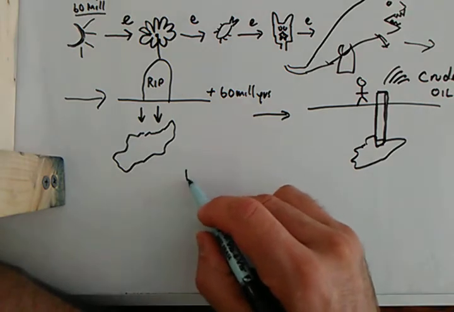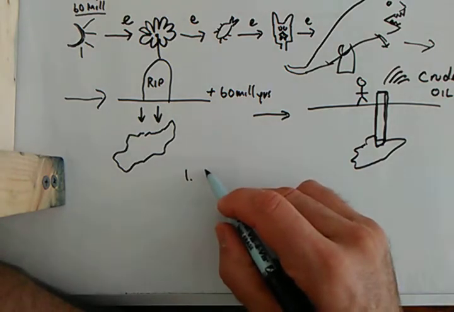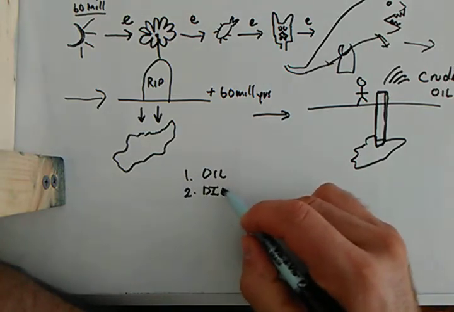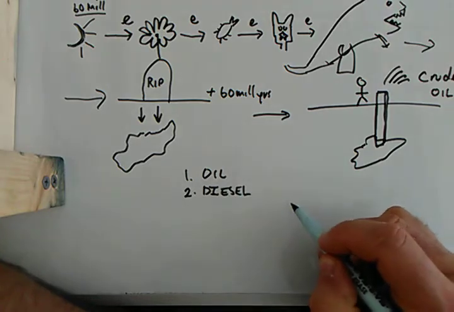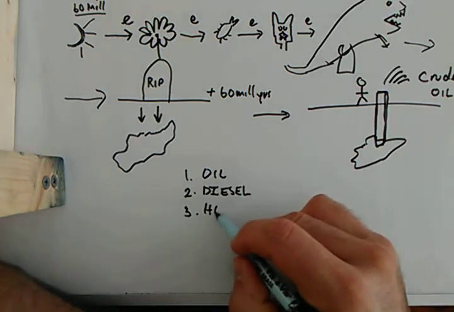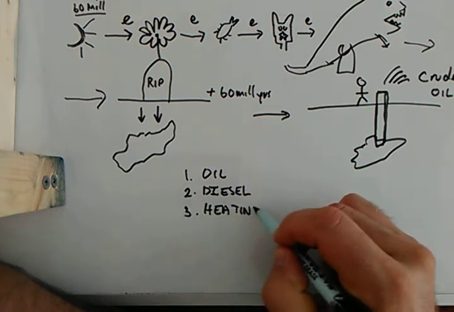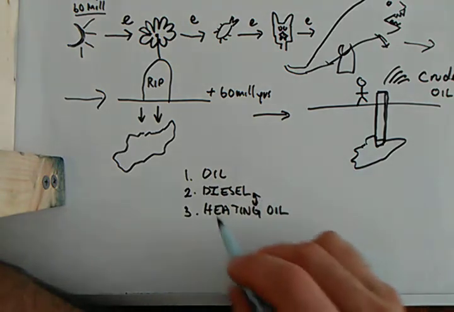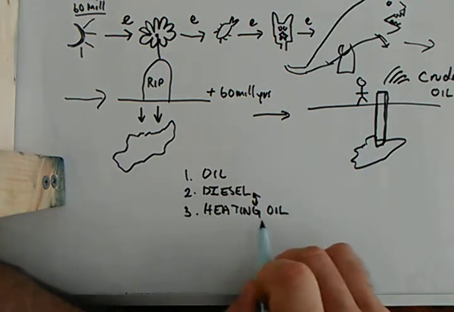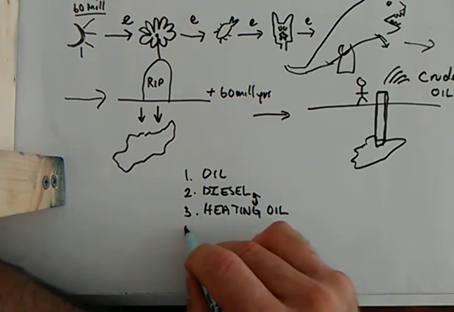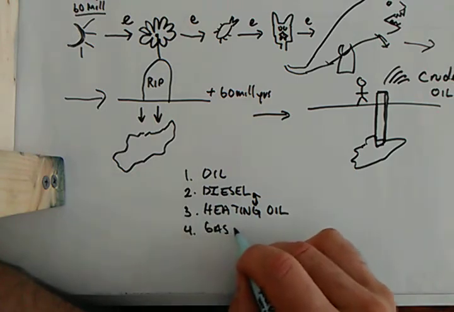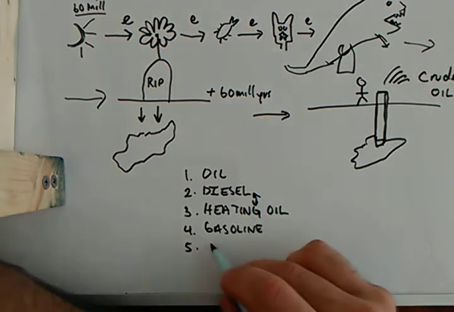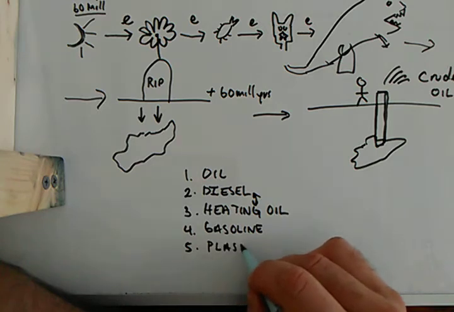Now with crude oil, okay, I'm going to write it down here. Crude oil can give you a number of things. Oil, diesel fuel, heating oil. Actually, these two things are the same. They dye diesel, so we don't use heating oil in our cars and trucks. Gasoline, and there's a few more, but we'll actually look at some plastics.